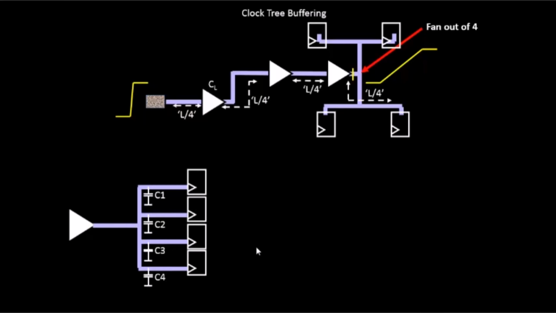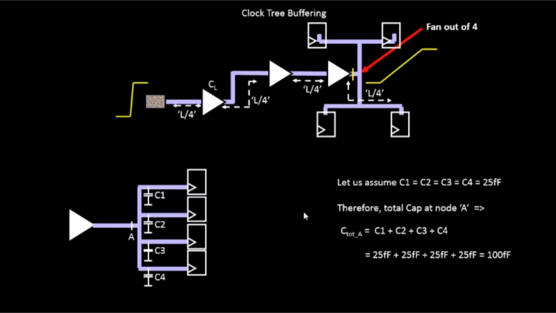So let us assume some numbers. Let's say C1, C2, C3, C4 are each 25 femtofarads. If we use these numbers, the solution that we are trying to bring about becomes more practical, close to a practical scenario. So if we make this assumption, this particular node A is actually seeing a capacitive load equal to 100 femtofarads. It's basically an addition of all these capacitors: C1 plus C2 plus C3 plus C4.